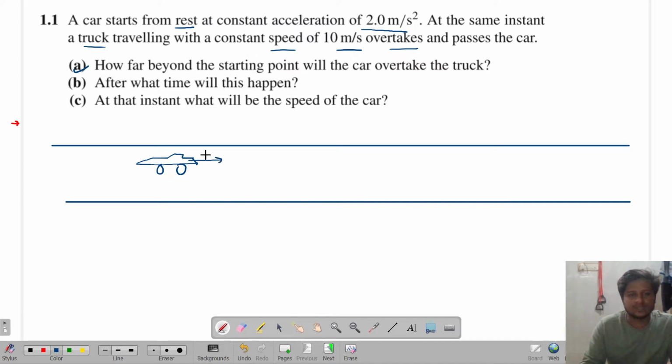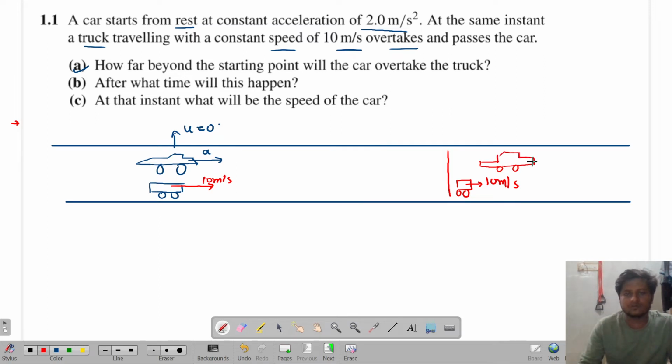So the car starts with constant acceleration. Initial velocity was 0. There is a truck at the same time moving with constant velocity of 10 meter per second. After traveling some displacement, let's suppose here the car overtakes. Means the truck is behind, still moving with 10 meter per second, the car is ahead, and it has some final velocity v.